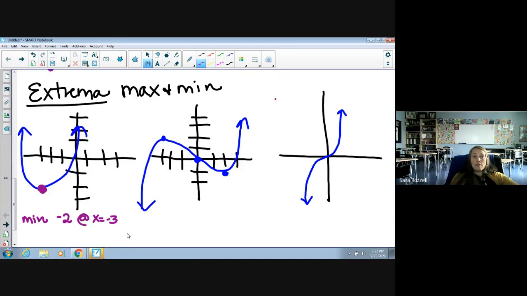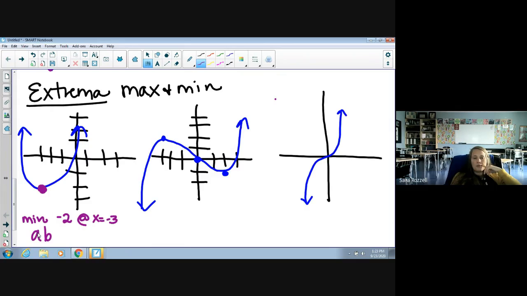You might see that written in ordered pair form, but you could also write it this way. The minimum is at -2. That happens at x equals -3. This type of minimum is called an absolute minimum. The minimum is the y right here. The lowest it goes is -2. And that happens when x is -3. Right there.